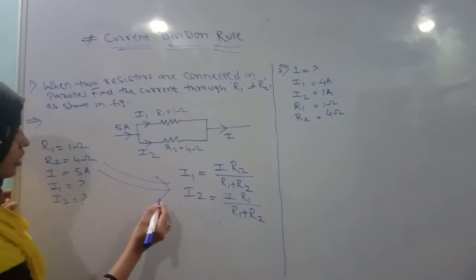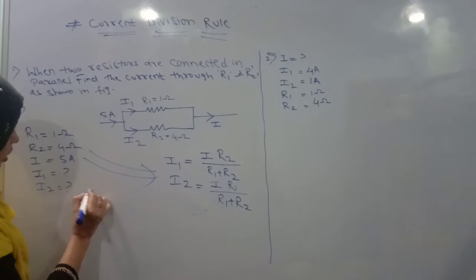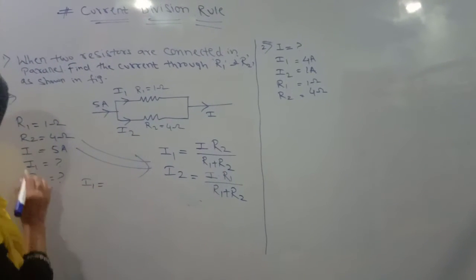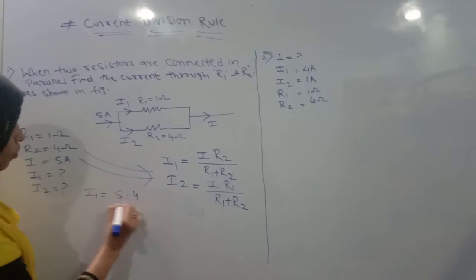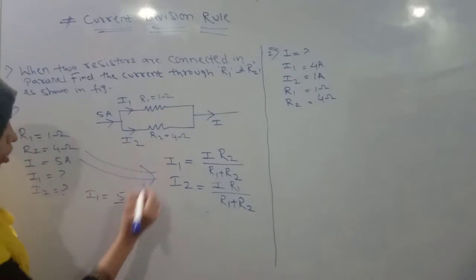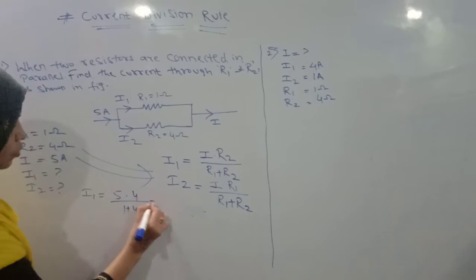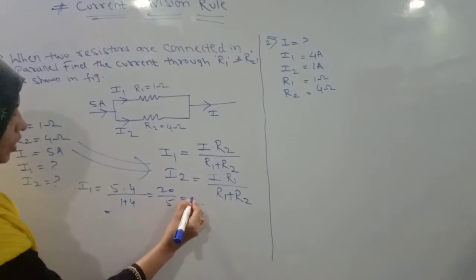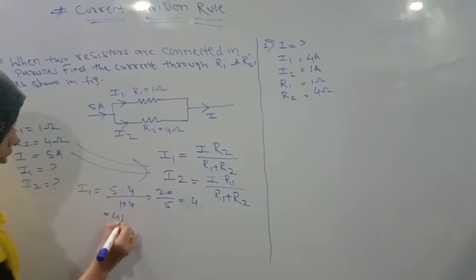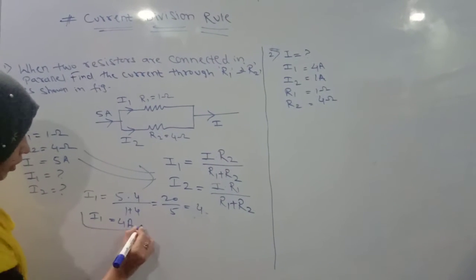Just substitute here. I1 is equal to the total current, 5 ampere, times the opposite resistor, 4, divided by the summation of all, 1 plus 4. So here it is 20 divided by 5, which will be 4. That is, 4 ampere is my I1.